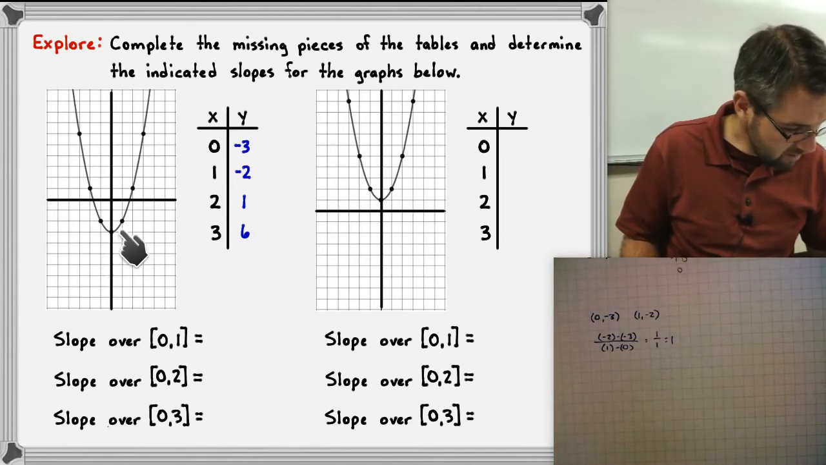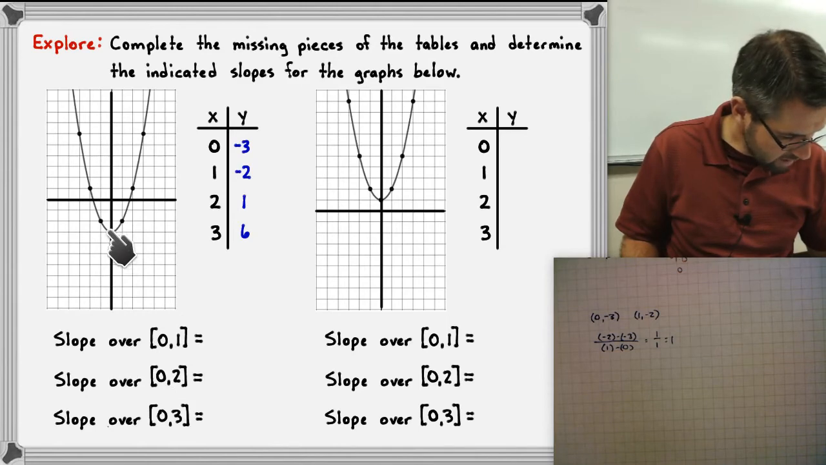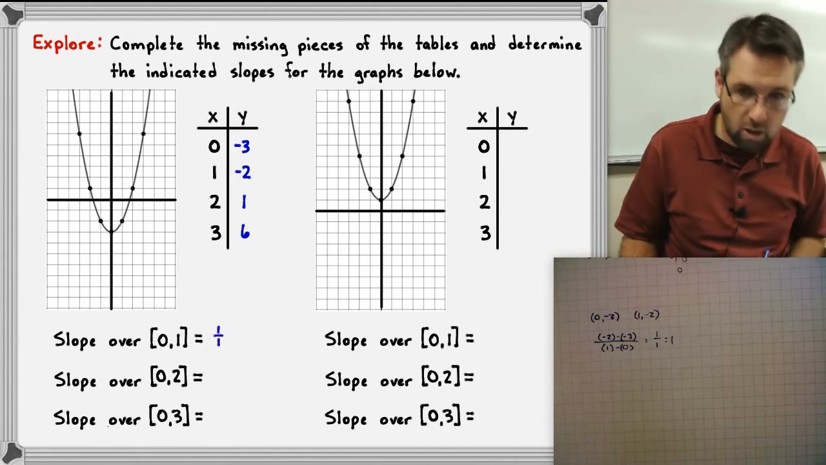But how do I find the slope in this interval 0 to 1? I find the slope from x equals 0 to x equals 1. So I would have to go up 1 and right 1. 1 over 1, which is 1.